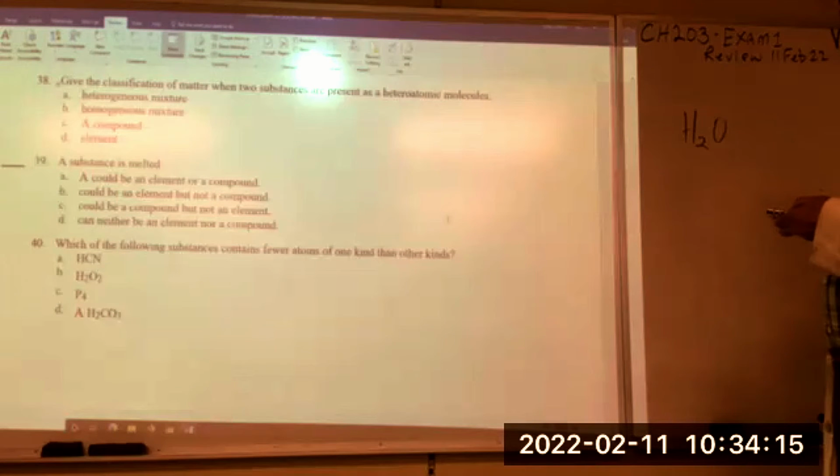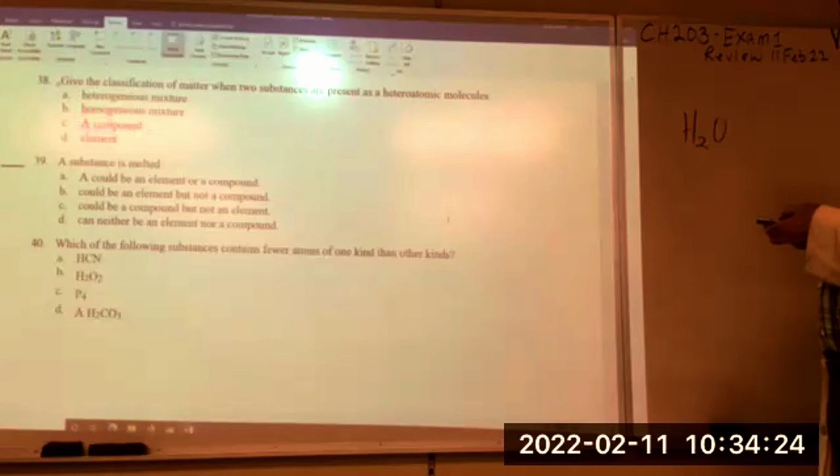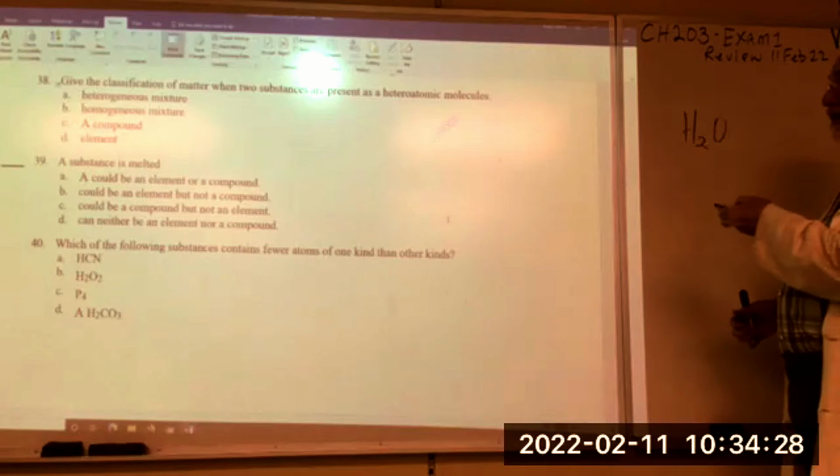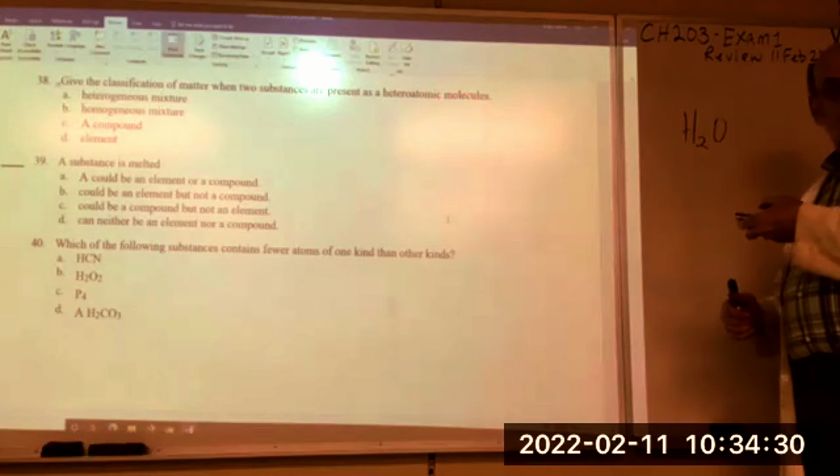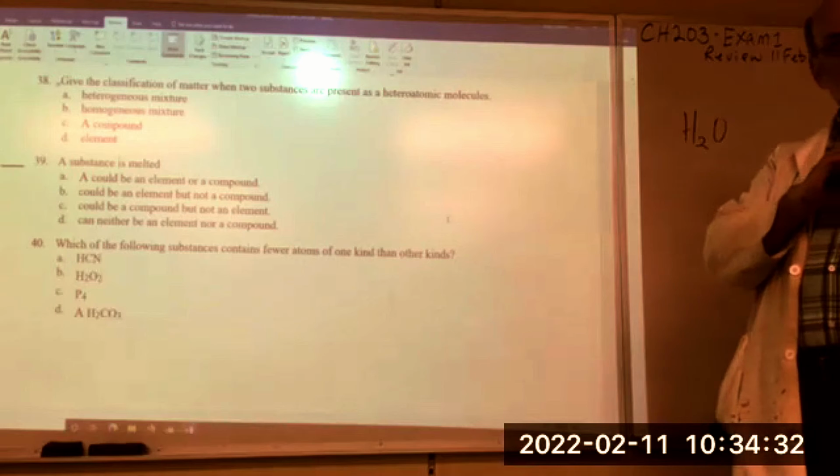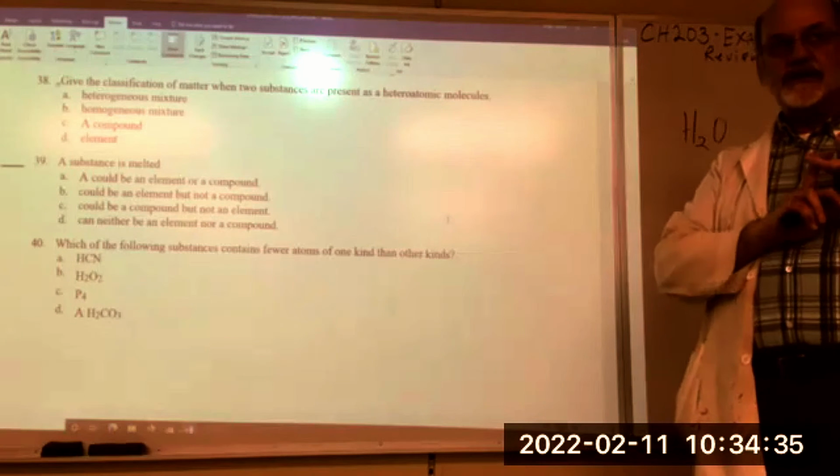So back to the question. What's the classification of matter when 2 substances are present as a heteroatomic molecule? Well, it's not a mixture, it's a compound. Right? If it's molecular, it either has to be a molecular element or a compound. That's the only possibility.